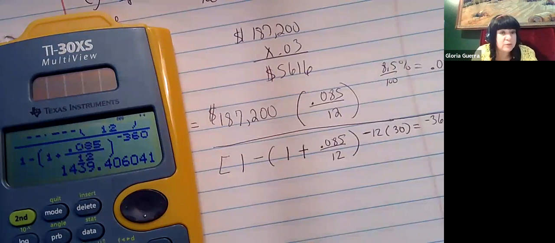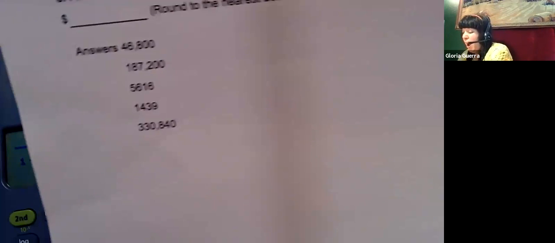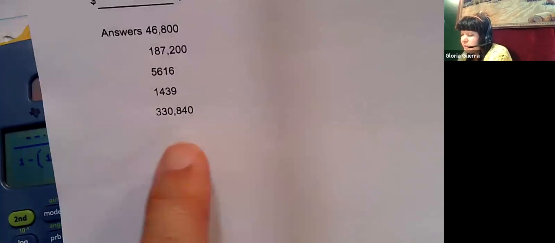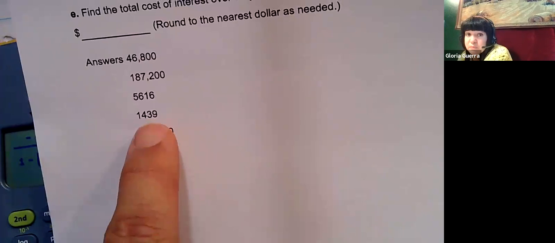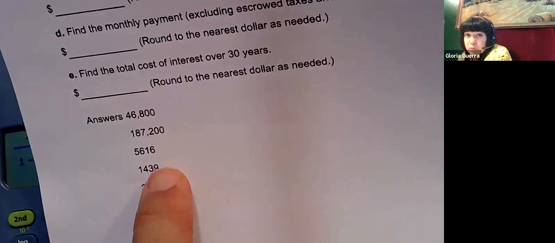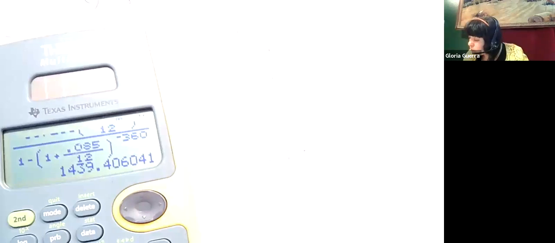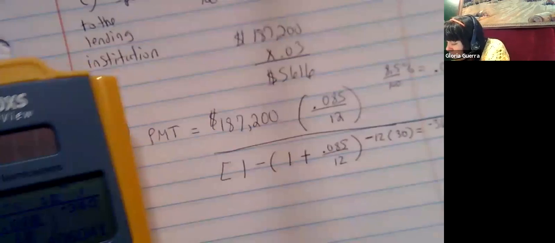Okay, let's see. Oh, there we go, right there. See that? And it looks like they rounded to the nearest dollar. Okay, so we round to the nearest dollar. Let me write this down.